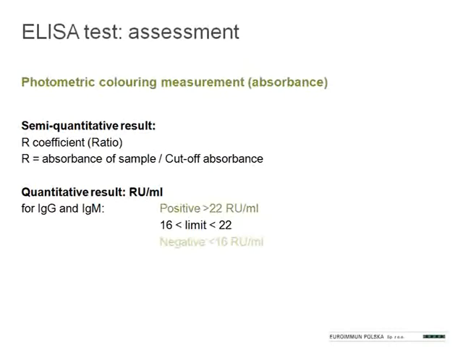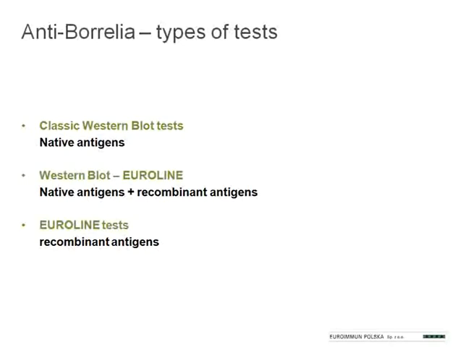There are no international standards, so it means we have no international units. Depending on the company that produces ELISA tests, we have different units. Here you can see relative units that validate our ELISA test. Over 22 relative units, we treat the result as positive, below 16 as negative, and in the range 16-22 it's a borderline result.